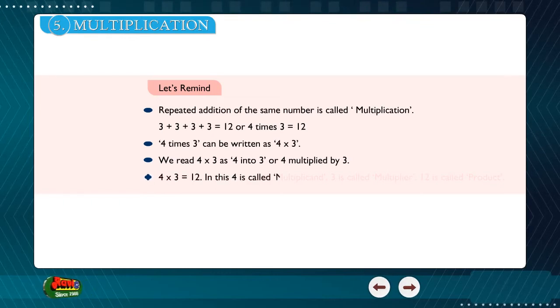In this, 4 is called multiplicand. 3 is called multiplier. 12 is called product.